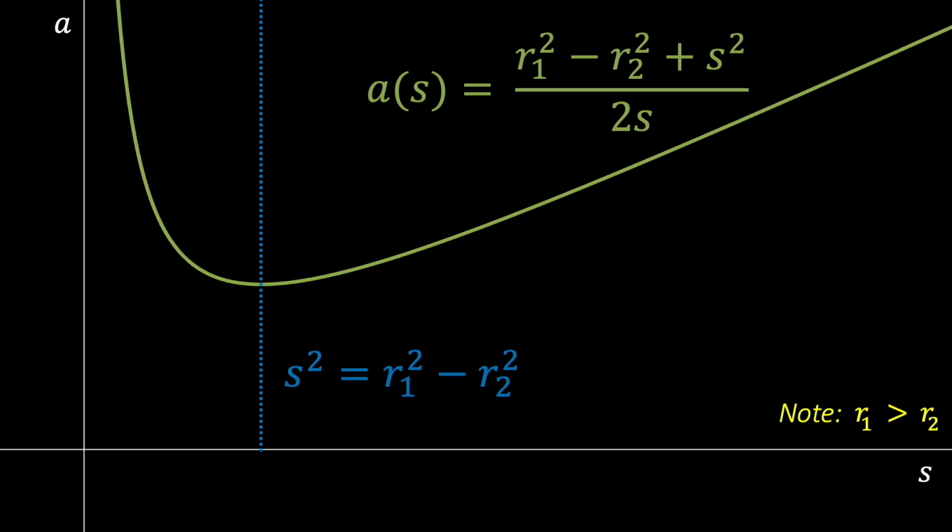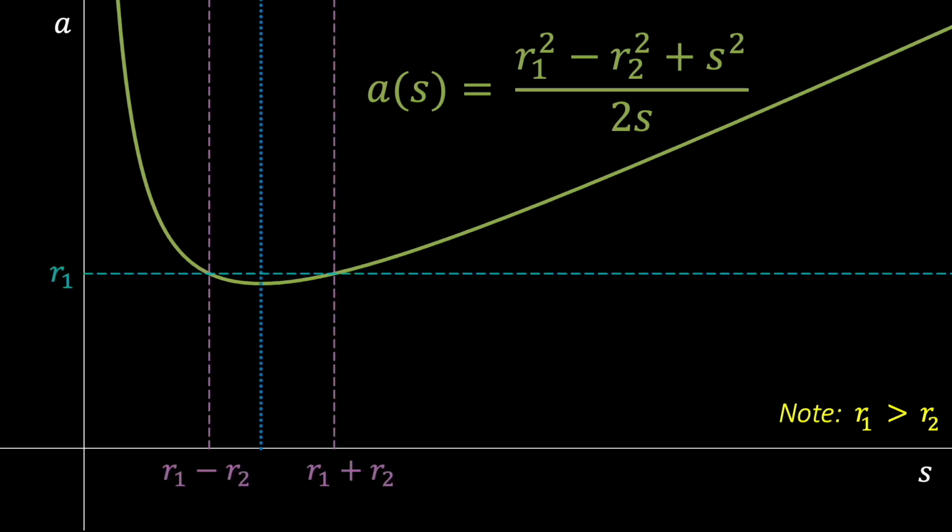Now, the minimum of this graph is where S squared is equal to R1 squared minus R2 squared, which you can verify algebraically if you'd like. To the left of this minimum, A is decreasing, but to the right of this minimum, A is increasing. Now, this might seem a little trivial, but along with the second fact, it's really going to help us see algebraically why our algorithm works for all cases except concentric circles.